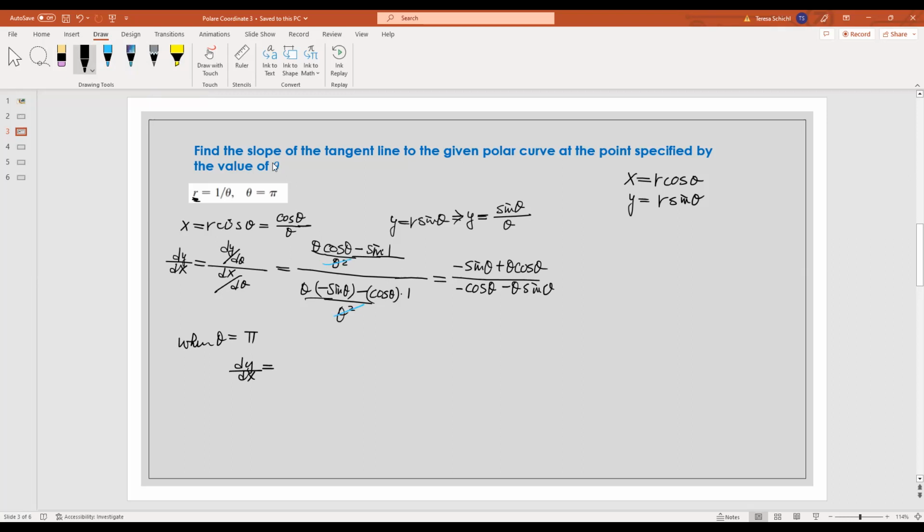Okay, so now let's say when theta equals pi, what is my slope at this point? So dy dx will just be negative sine pi plus pi cosine pi, over negative cosine pi minus pi sine pi, right? I know sine pi equals 0, cosine pi is equal to negative 1. So the top will be negative pi, and the bottom negative becomes 1. So the slope here is negative pi. Okay, it's pretty straightforward.